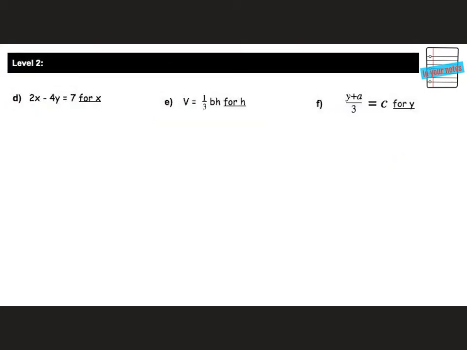Let's check out some level 2 examples. So we're trying to get x by itself. The first thing let's do is get rid of the minus 4y by adding 4y to both sides. So now on the left, we just have 2x. And on the right, we have 7, now plus 4y. We can't combine those things because they are not like terms.